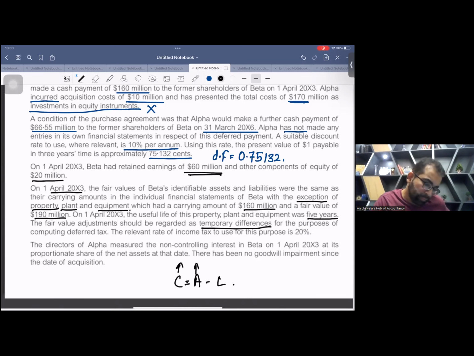Now, for the purposes of computing deferred tax, the relevant income tax rate is 20%. Now, I'm giving you 30 seconds or 1 minute to read it and think, relax and make a strategy.